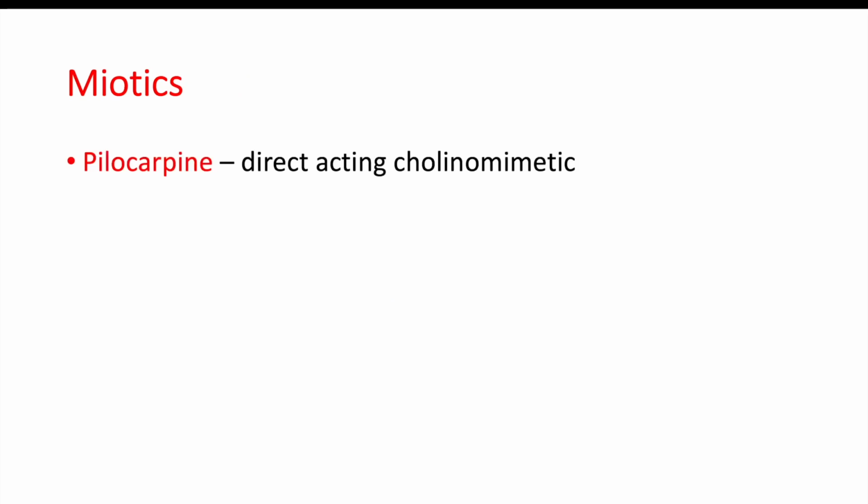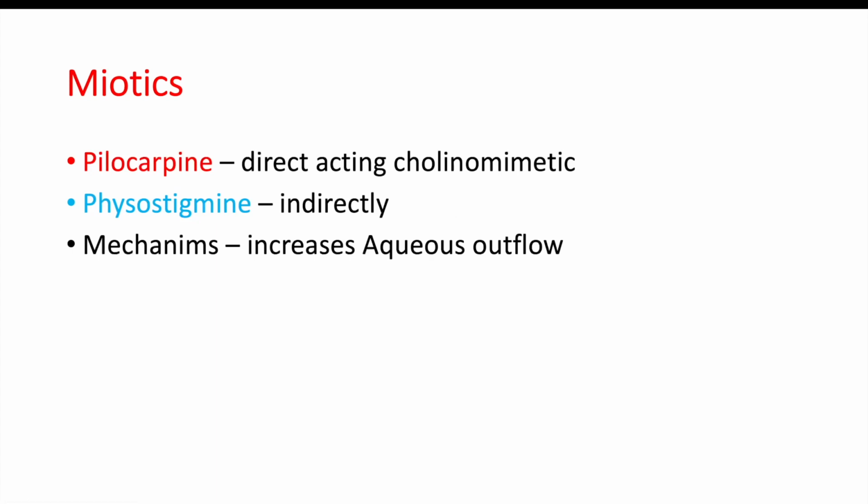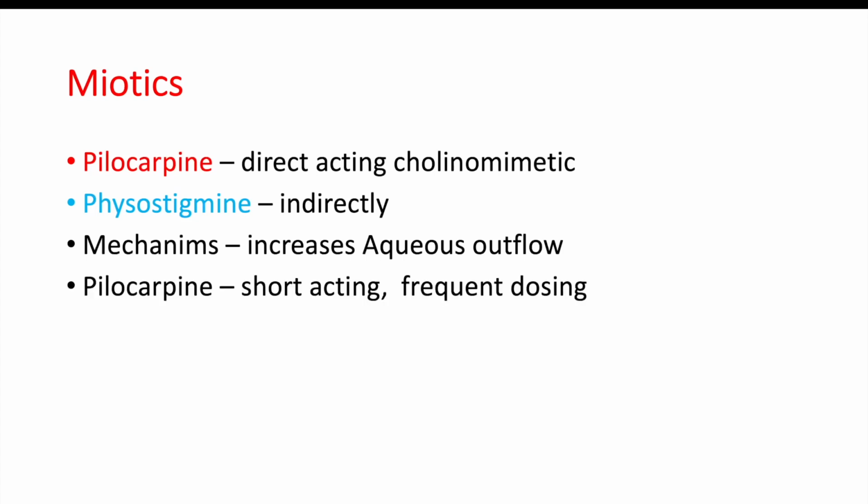So what are all the miotics we know? Under miotics we have pilocarpine as well as physostigmine. Pilocarpine is a directly acting cholinergic agent, whereas physostigmine is an indirectly acting cholinergic agent. So here the mechanism of action of miotics is they are going to increase the aqueous humor outflow through the trabecular meshwork.